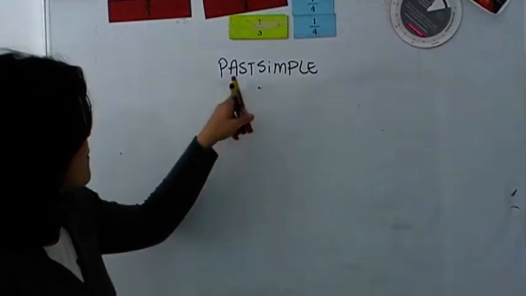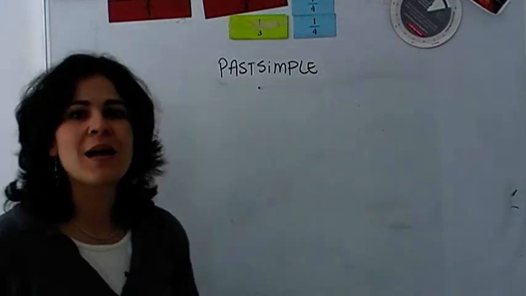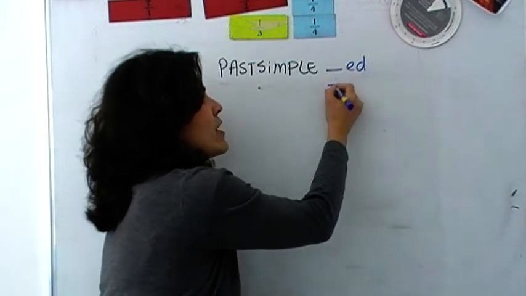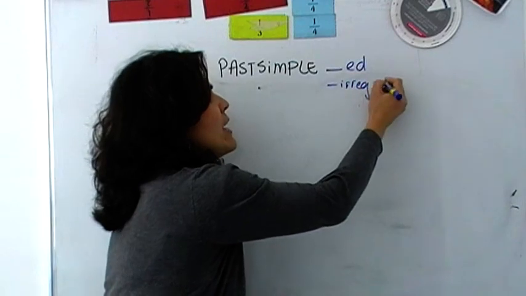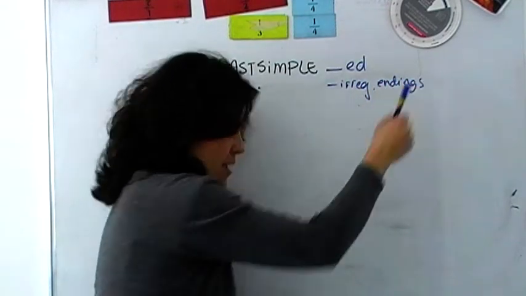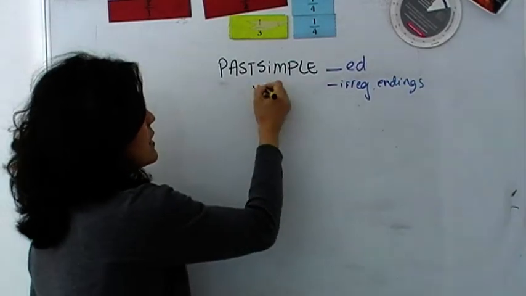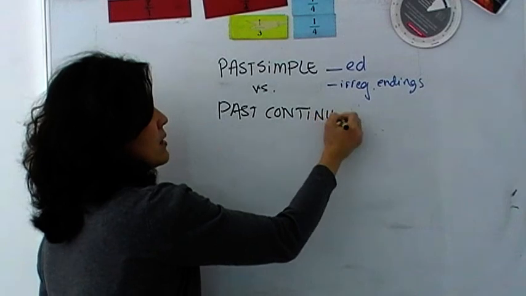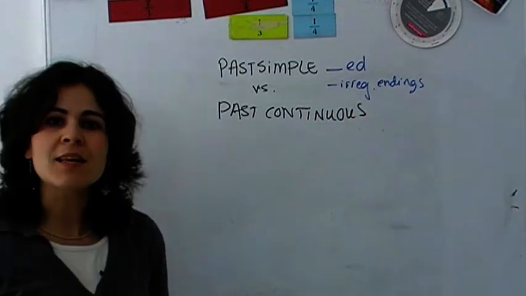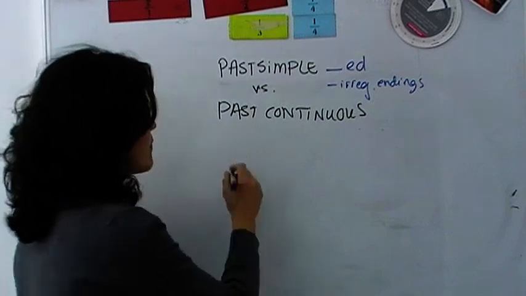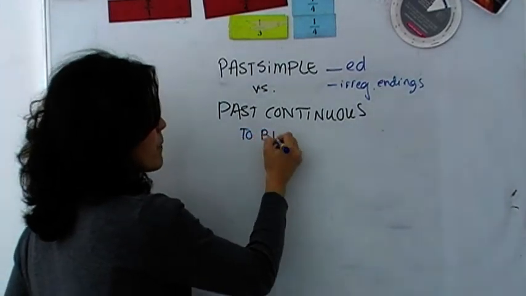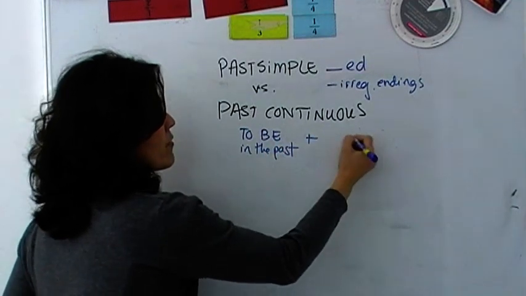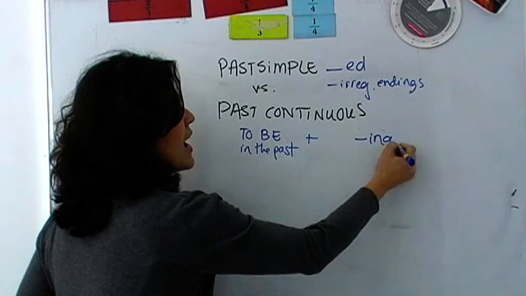So, based on what we talked about last week, the past simple, with the ed regular endings or the irregular endings, today we're going to see the past continuous. And the past continuous, as you may know already, is used with the verb to be in the past plus the main verb with an ing ending.